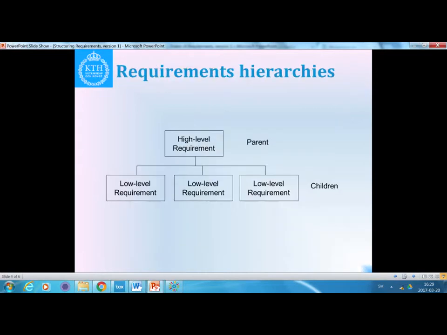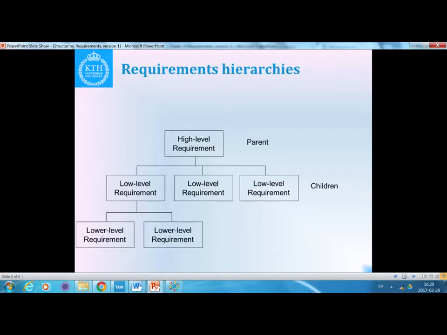Okay, this makes that we have different levels of requirements, and the high level requirements, they are then split into low level requirements. So we have some kind of a parent-child relationship, and most of the requirements are implemented in this way within the industry. What this means is that we may have lower level requirements that may then be further detailed and structured into more lower level requirements. So the hierarchy can be, well, I can't tell you, but it can be quite high.